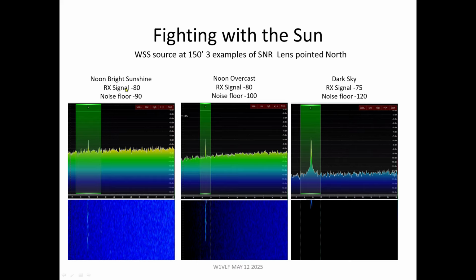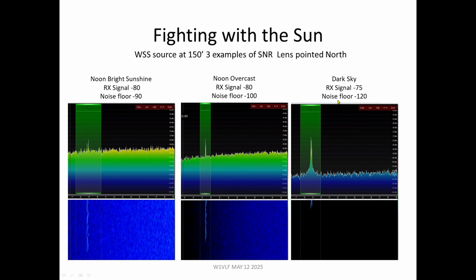But here's my weak signal source. Okay, look at the signal. Minus 80, minus 80, minus 75. So not a huge difference. But look at the noise floor. Minus 90 during the day. It's noon and it's overcast, so I got a little bit better signal to noise. It's minus 100, so now the signal to noise ratio is 20 dB.